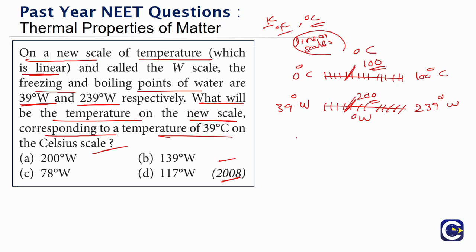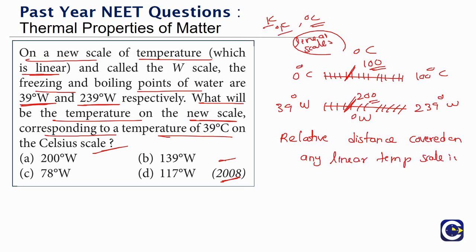For this, we use the concept of relative distance covered. Relative distance covered on any linear temperature scale is the same. The same principle we use to convert the temperature from Celsius to Fahrenheit and Celsius to Kelvin, all of them. So what does this relative distance covered mean? We have a temperature on the Celsius scale.